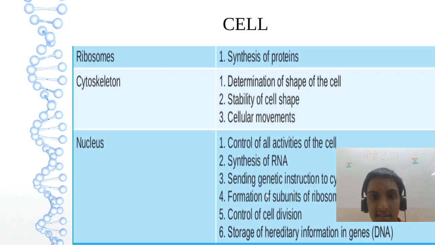Ribosome, protein synthesis. Okay. Cytoskeleton is to control all the activities of the cell. The same thing nucleus will do. But what is special in the nucleus? The central dogma and the protein synthesis also will be carried out in the nucleus. But ribosome is the chief protein factory.